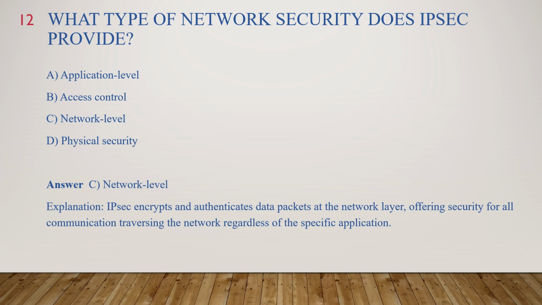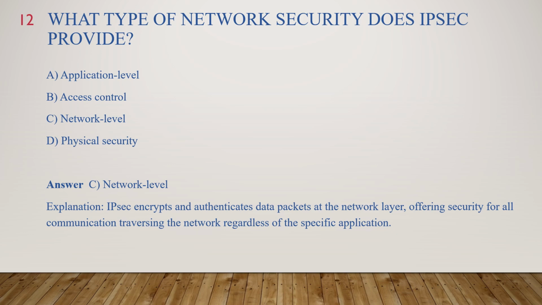A. Application level. While IPsec can be used in conjunction with application-level security measures, its primary strength lies in securing data at the network layer. B. Access control. While IPsec can contribute to access control by encrypting communication and potentially authenticating users, it's not its primary functionality. Dedicated access control systems handle granting and restricting access rights. D. Physical security. IPsec deals with securing data transmission over networks, not physical infrastructure elements like servers or cables.